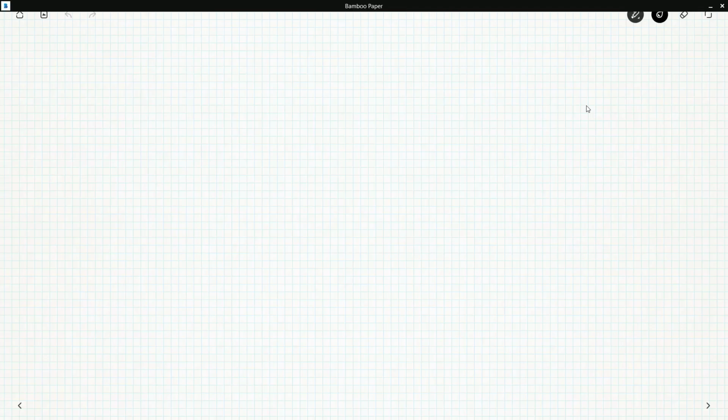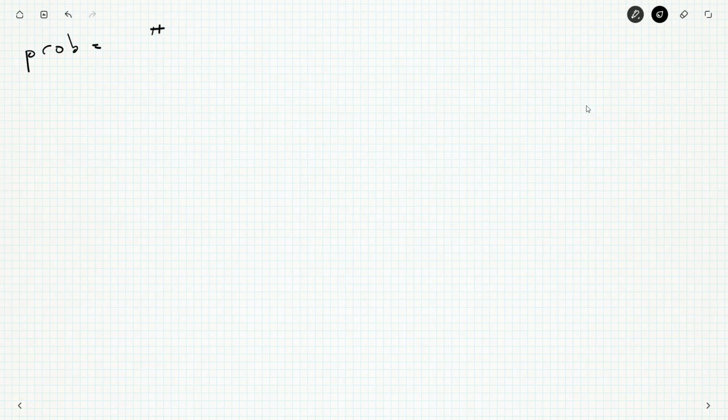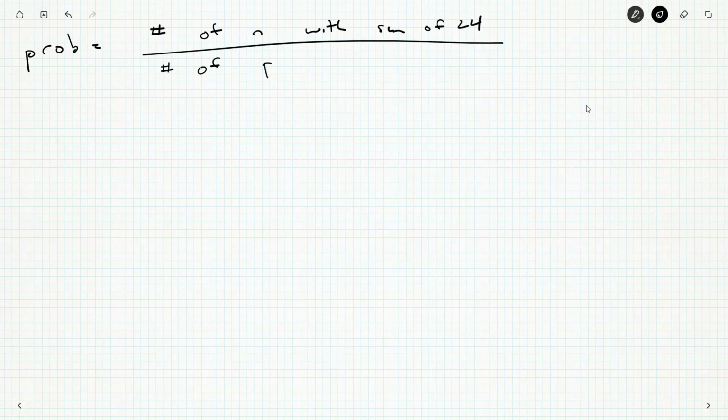So probability is going to be the number of n with a sum of 24 divided by the number of possible values to pick. The number of possible values to pick is probably the easiest one to figure out. Usually the denominator is the easier one. If not, then it's no harder than the top one, certainly.